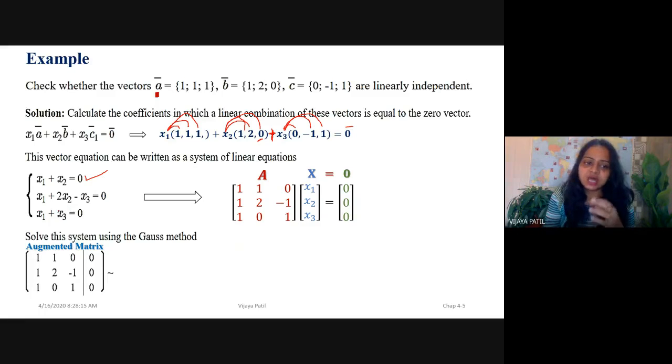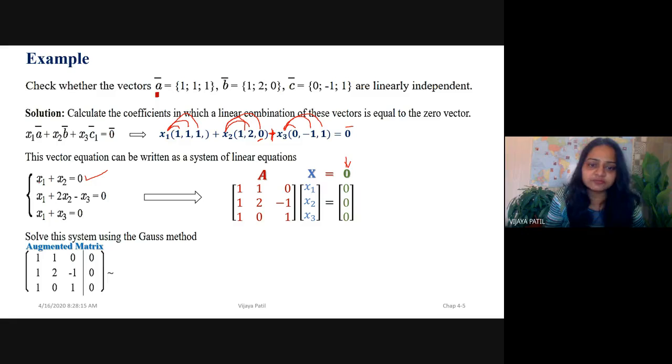After this, I will transform this set of three equations into a matrix notation. How can I do that? This capital A is known as the matrix of coefficients. This capital X is the matrix of variables, and this 0 is the matrix of constants. In the present case, all these constants are equal to 0.